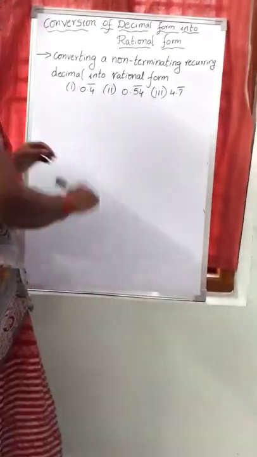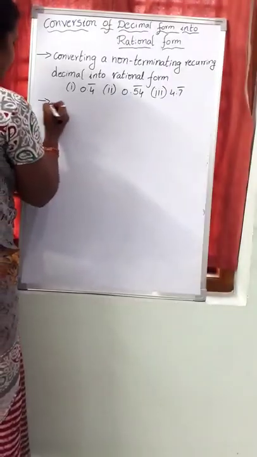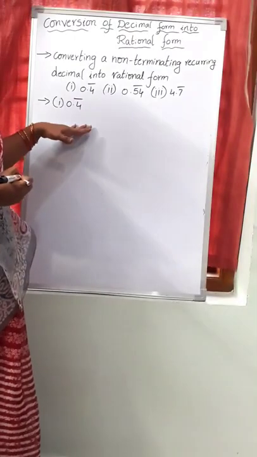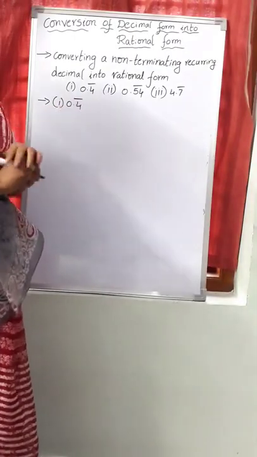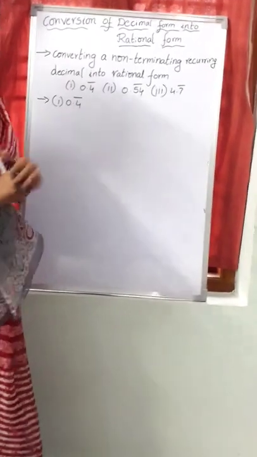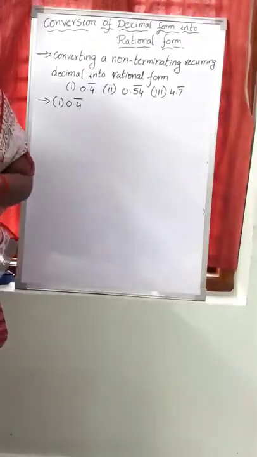Converting a non-terminating recurring decimal into the rational form. So, to convert the non-terminating recurring decimal, see the first question we are having, 0.4 bar. Before doing the conversion, we have to observe after the decimal place how many digits are repeating. That means what is the period and what is the periodicity. Here the period is 4 and periodicity is 1 because only one digit is repeating here.